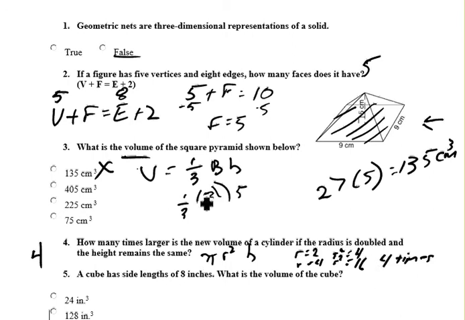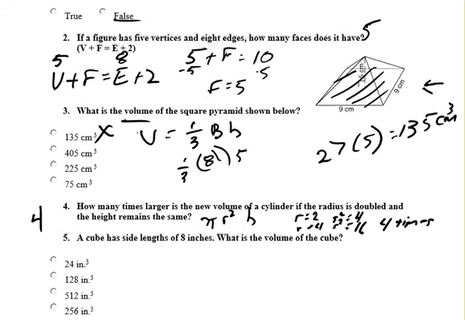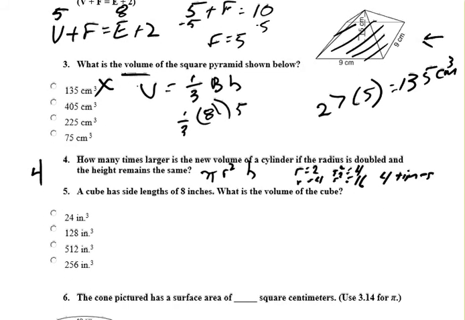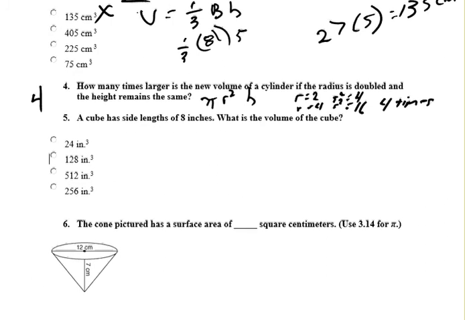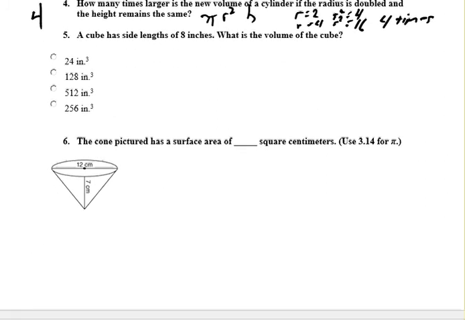And we're on to number 5. The cube has side lengths, the cube, all sides are the same, of 8 inches. What's the volume? Well, I like to think I'm really good at drawing cubes. There's my cube. All sides are 8, so this is 8. This is 8. The height is 8. And so the volume is going to be 8 times 8 times 8. 8 times 8 is 64 times 8.